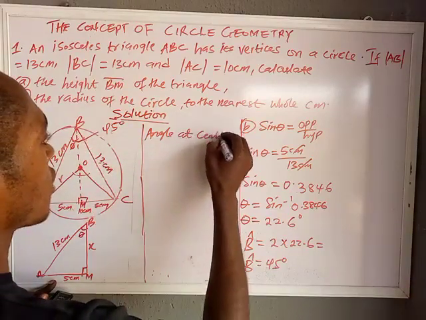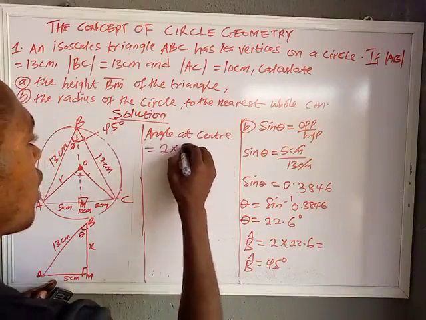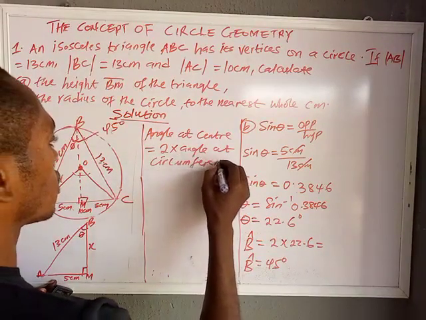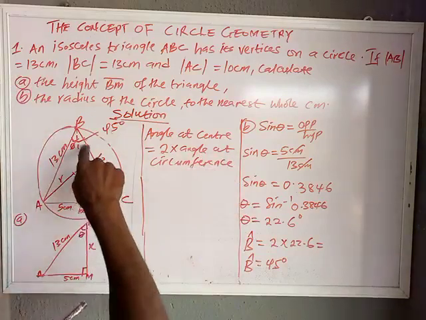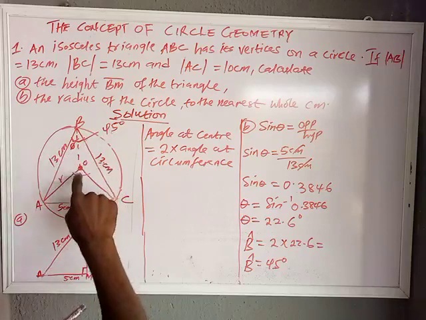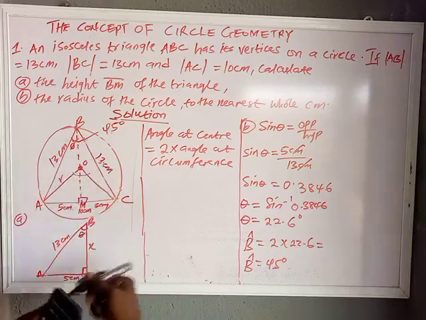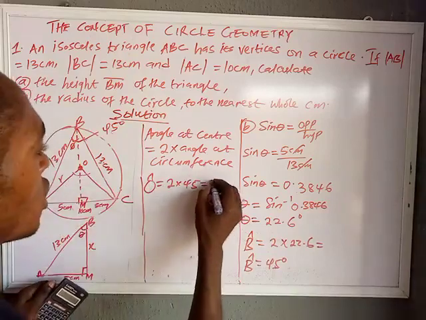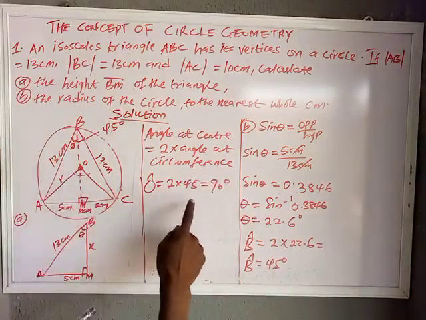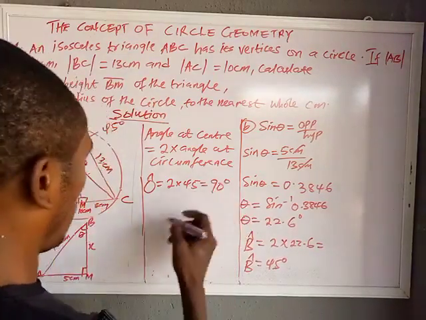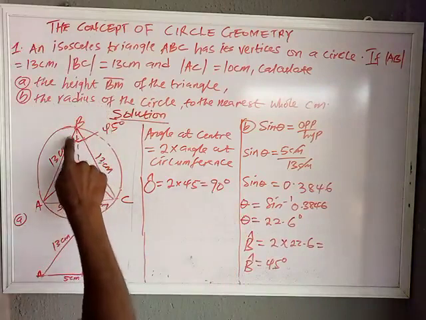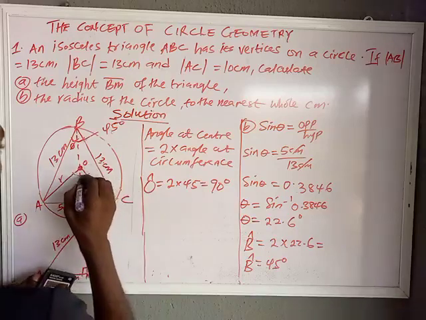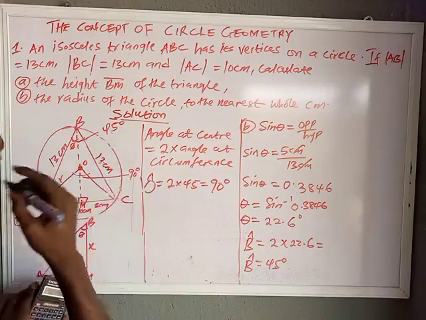at the center is equal to twice the angle at the circumference. That's one of the theorems. So the angle at the center is twice the angle at the circumference. Meaning that if I want to get this, I can say 45 times 2 will give me this. So angle O is going to be 2 times 45, which is 90 degrees. That's the whole of angle O.